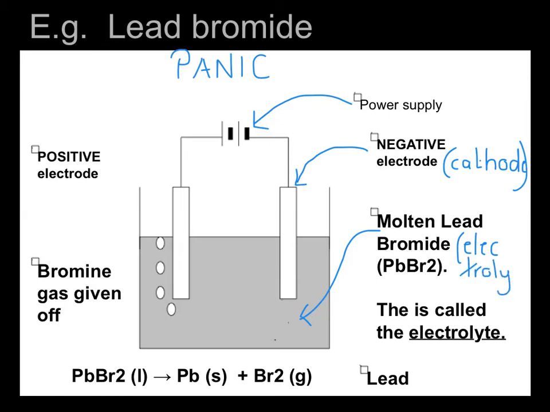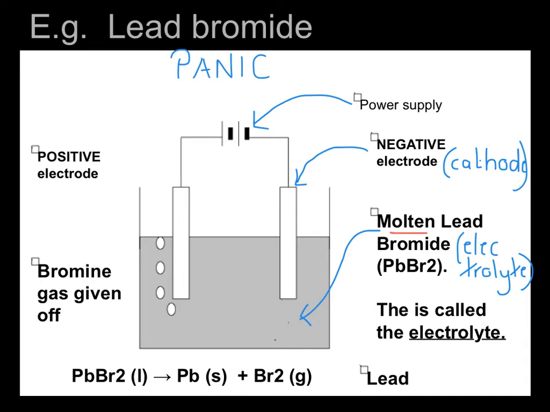Now remember, the electrolyte has got to be an ionic substance because we've got to have ions involved, because the ions have got to be free to move. The fact that it's molten is really important because remember that the ions in ionic substances can only move if the substance is molten. If it were a solid, the ions would be in a fixed position and they wouldn't be able to move.